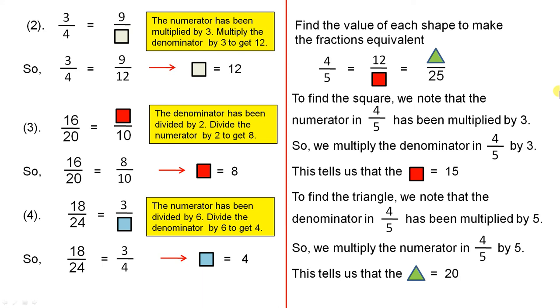And now we have to remember that if we multiply the numerator or denominator by a particular number to get an equivalent fraction, the numerator and denominator must be multiplied by the same number. With respect to division, if division is the operation that we use, the numerator and denominator must be divided by the same number to find an equivalent fraction.